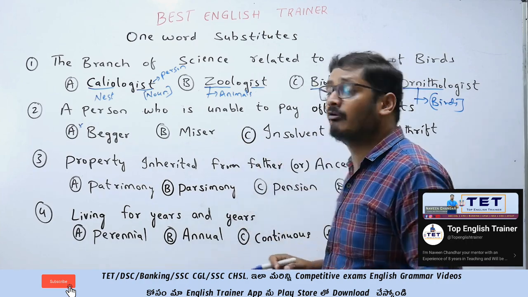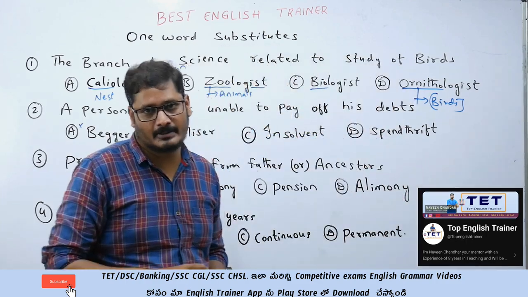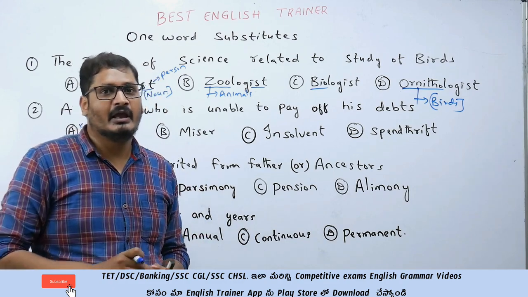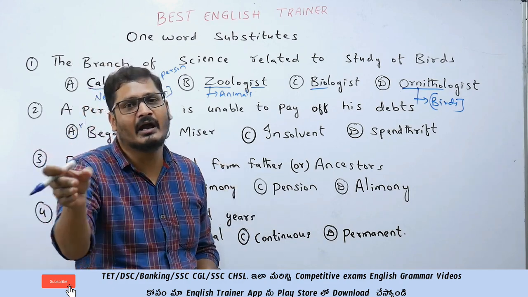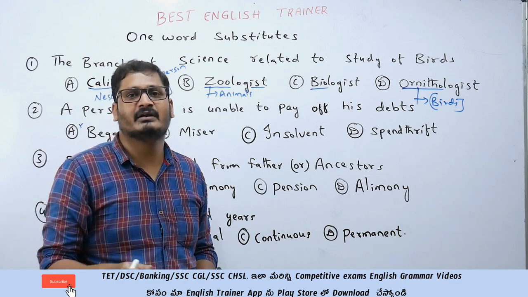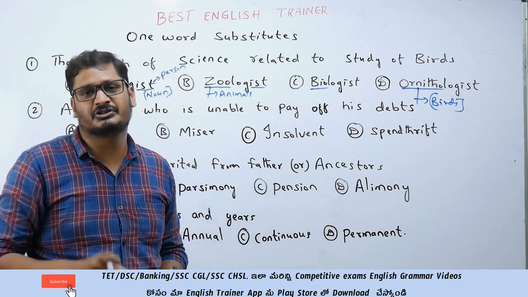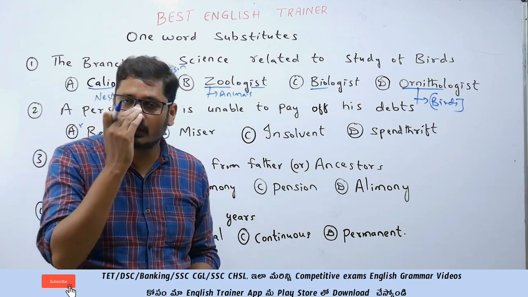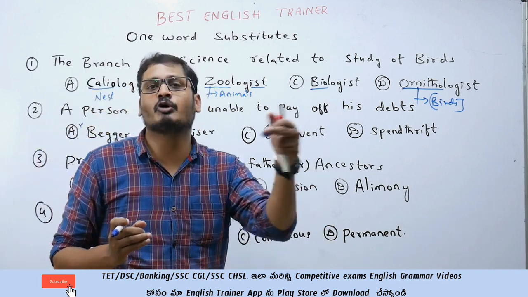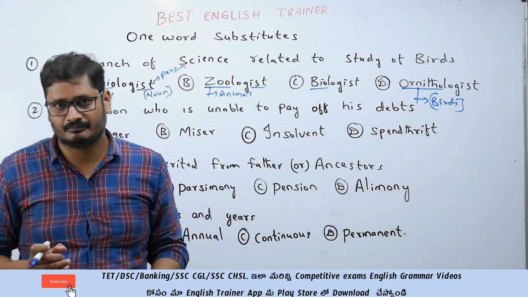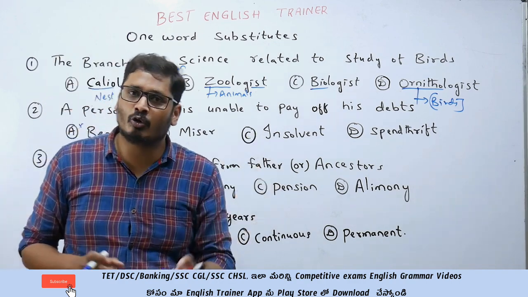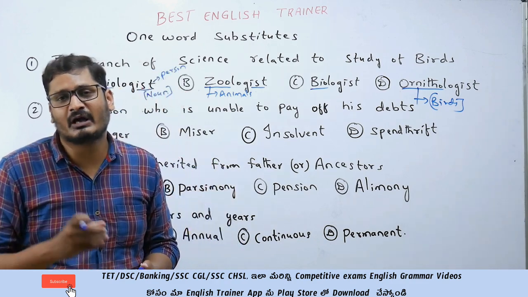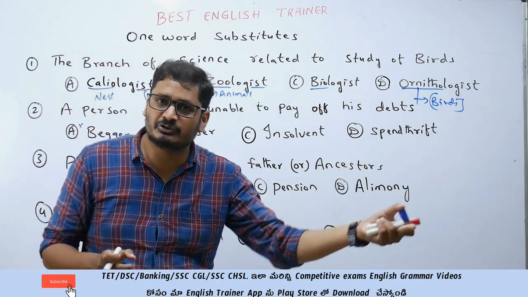Now option C, we have insolvent. Now what is this insolvent? Have you heard a word called IP? A businessman has filed an IP. Now what is that IP? It's altogether insolvent petition. So insolvent petition is a petition which should be filed in the court by a person who is not in a position to pay off his debts. Now that person would go to a court and file an insolvent petition, and the judge would confirm whether really he is not in a position or not.